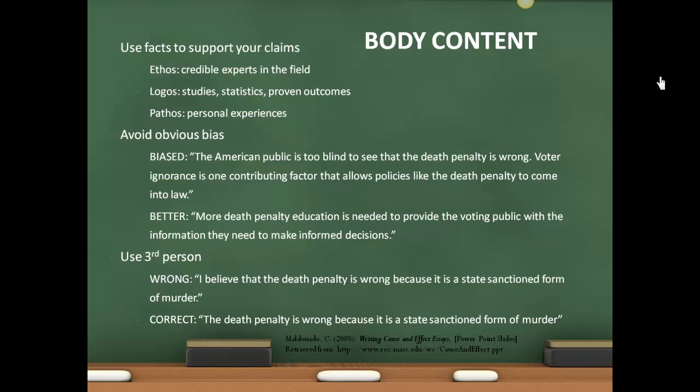Remember that we're writing in formal voice here. Not until your final argument paper do you get to bring in the I statements. So it would be wrong to say, I believe that the death penalty is wrong because it is a state-sanctioned form of murder. It would be correct to just make that a direct statement. The death penalty is wrong because it is a state-sanctioned form of murder.